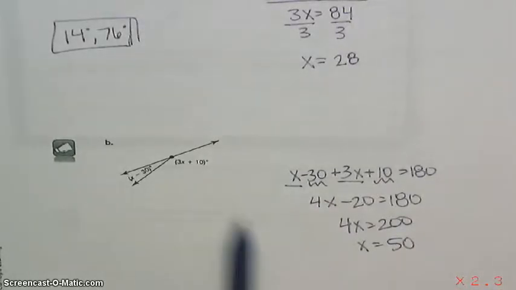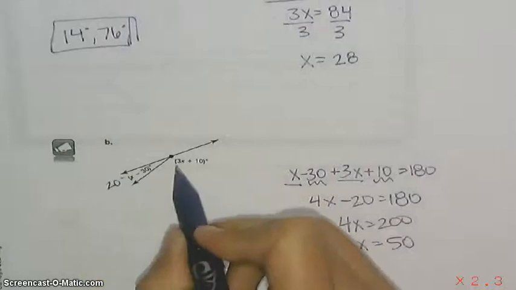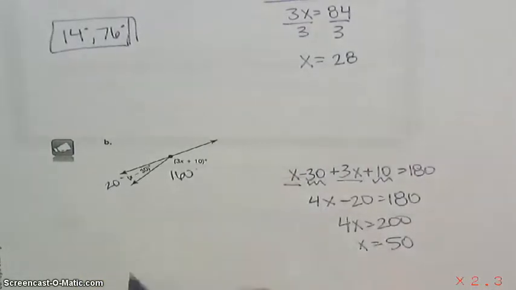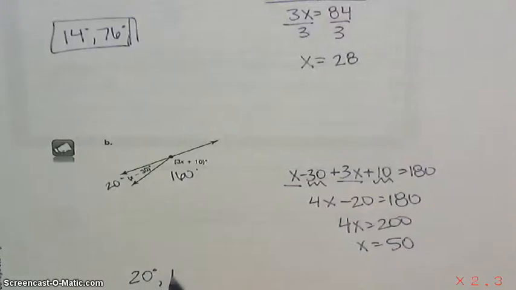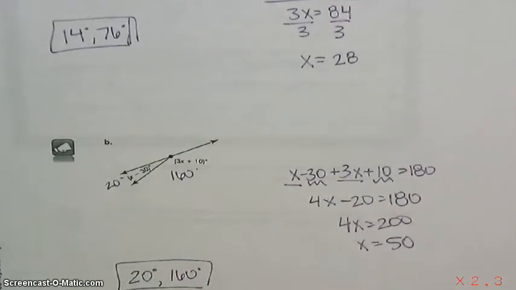Now I need to go plug that back in. 50 minus 30 is 20 degrees. 3 times 50 is 150. 150 plus 10 is 160. Do these answers make sense? 20 degrees and 160 degrees. Yeah, they make 180. So that makes perfect sense.